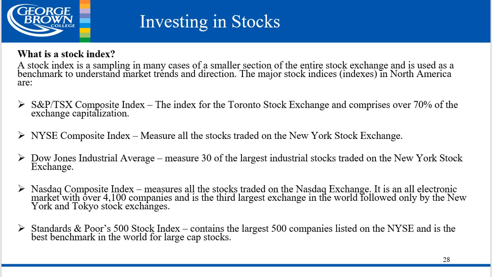We call that the S&P 500. It contains the largest 500 companies listed on the New York Stock Exchange, and it's the best benchmark in the world for large cap stocks because the US market is so huge. That's why we often use the S&P 500 as a proxy when we talk about the stock market.